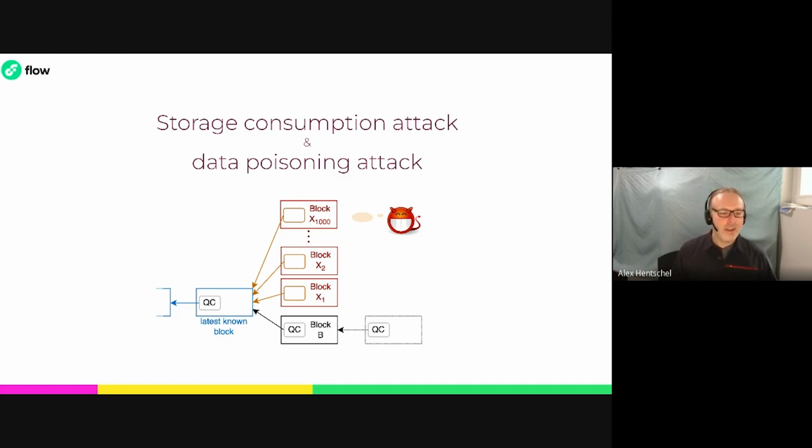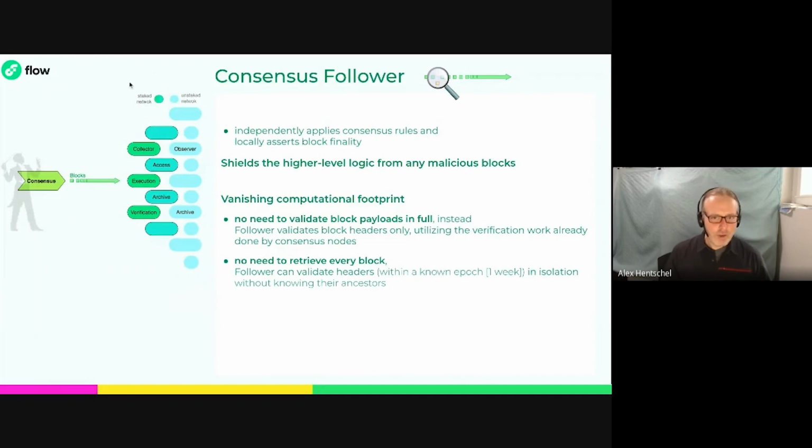It detects attacks, it publishes those, or it notifies about attacks it detects, and thereby makes the entire system a lot more robust. Because remember, the consensus follower runs in all those nodes here. So it's essentially the first line of defense within those nodes against malicious actors in the consensus committee.